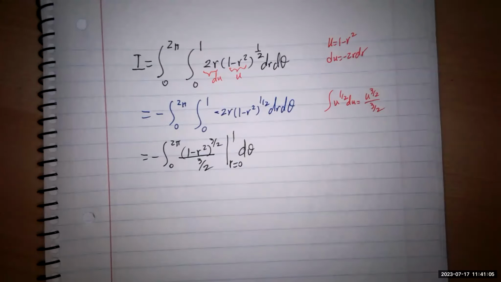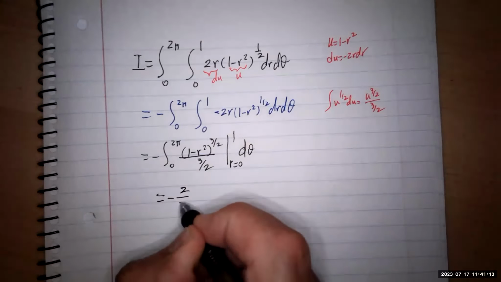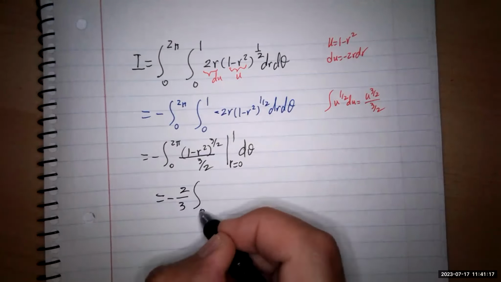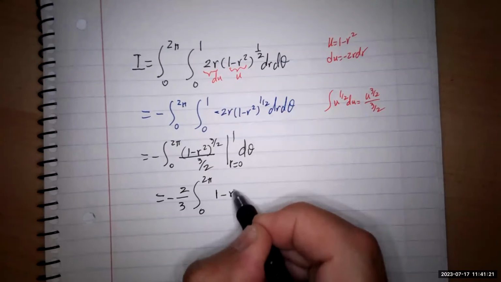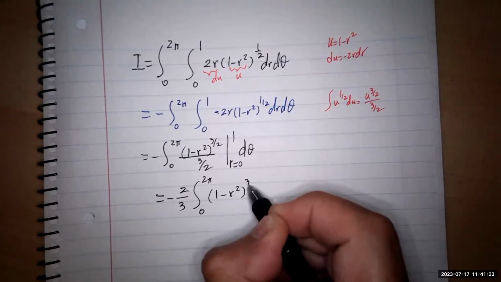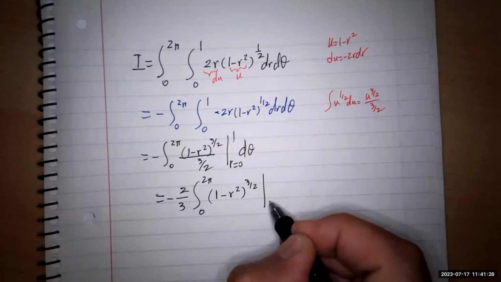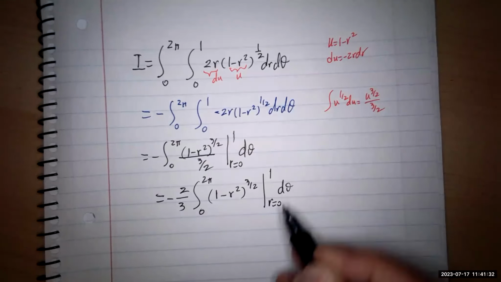Any question? So that's the 3/2. Switch it into 2/3 and you can pull it out. So it's going to be negative 2/3 times the integral from 0 to 2 pi, then you have 1 minus r squared to the 3/2, with r from 0 to 1, and the d theta.